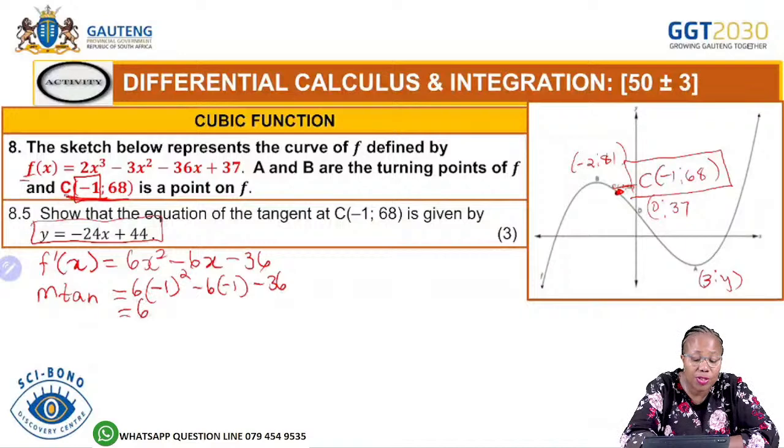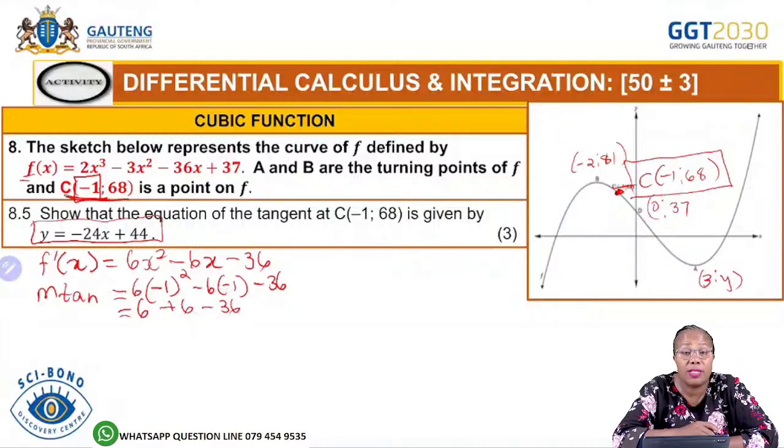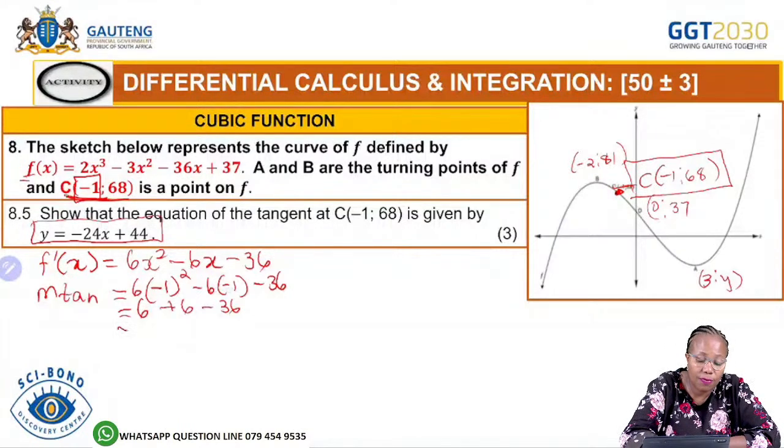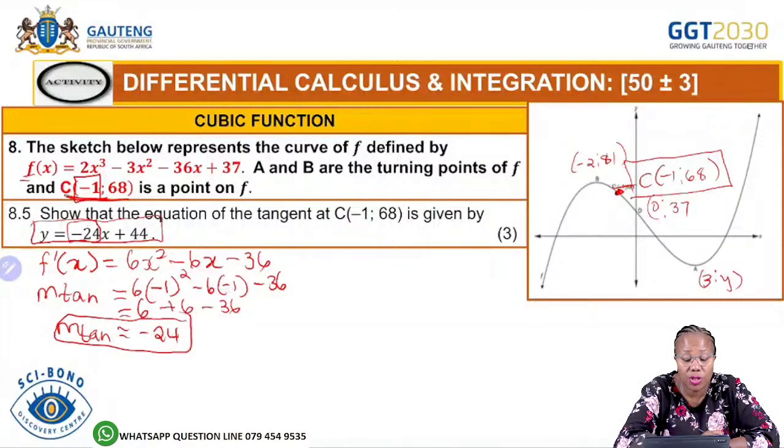(-1)² is positive, 6 times... that is a 6, and then a minus 6 times minus 1, that is a positive 6, and then we have a minus 36. And then minus 36 plus 6 is minus 30, minus 30 plus another 6, that will be minus 24. Can you see, grade 12? The gradient of this tangent is minus 24, exactly the same as what is in that particular equation.